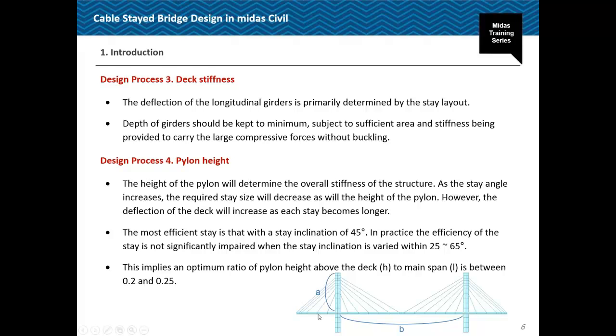So what will be the optimal height? If we check the angle of the cable, 45 degrees is the most efficient cable stay angle. And if our cables are within this range, from 25 to 65 degrees, then there will be no significant effect on the cable efficiency. And also for the ratio between the pylon height above the deck and the main span, the optimal ratio will be 0.2 to 0.25.